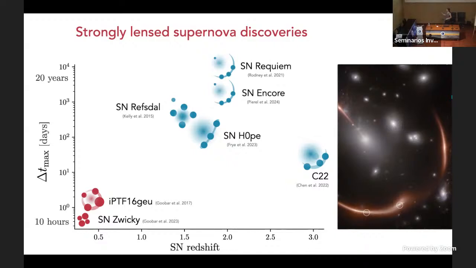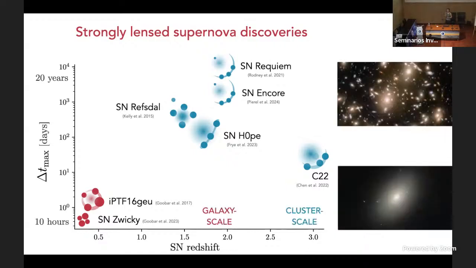Another thing that's visible here is that you have sort of two populations, which I indicated now with red and blue objects. So these populations correspond to lens supernovae that are lensed by galaxy clusters in blue, or where the lens is a single elliptical galaxy in red.